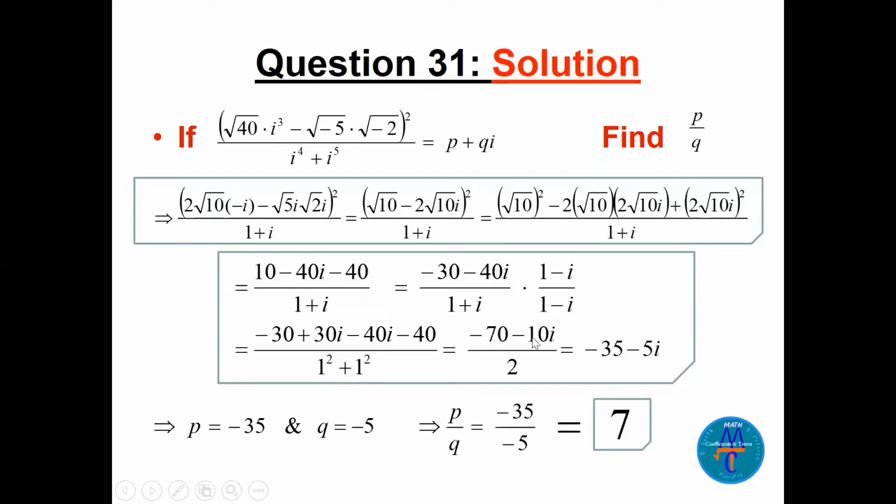So minus 70 minus 10i over 2 will be minus 35 minus 5i. This is p and q. Then we divide, you get 7.